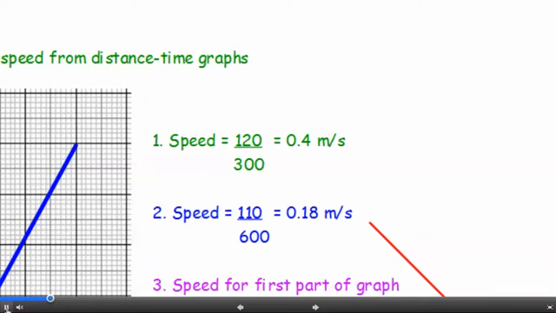So you can read off the graph that for the green line, the speed is distance divided by time, so that's 120 meters divided by 300 seconds, that's 0.4 meters per second. And the blue line, speed is distance divided by time, the distance is 110 meters divided by 600 seconds, which is 0.18 meters per second.